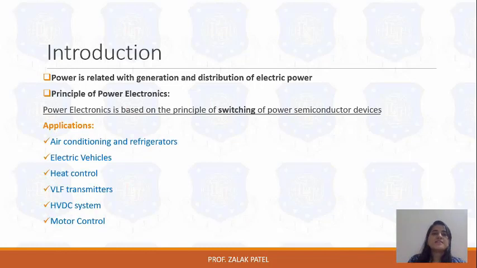So here there are list of application for power electronics like air conditioning and refrigerator, heat control, electric vehicles, HVDC as well as the motor control. There are several other applications of power electronics that we will discuss in unit number 2 to 6, based on the inverters, based on the choppers or based on the various universal power supplies.